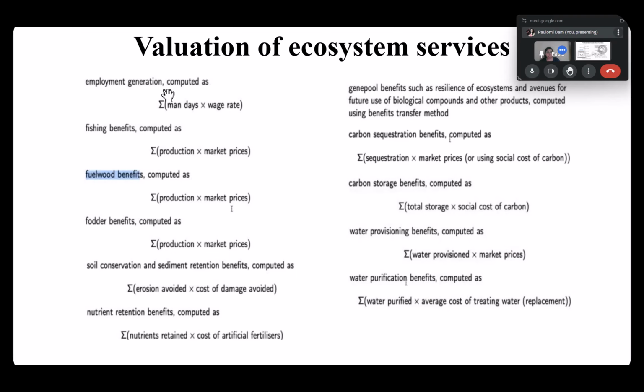You have fishing. So how much production and what is the market price? Similarly, you have fuel, wood, fodder. All these are production aspects, and what is the market price?